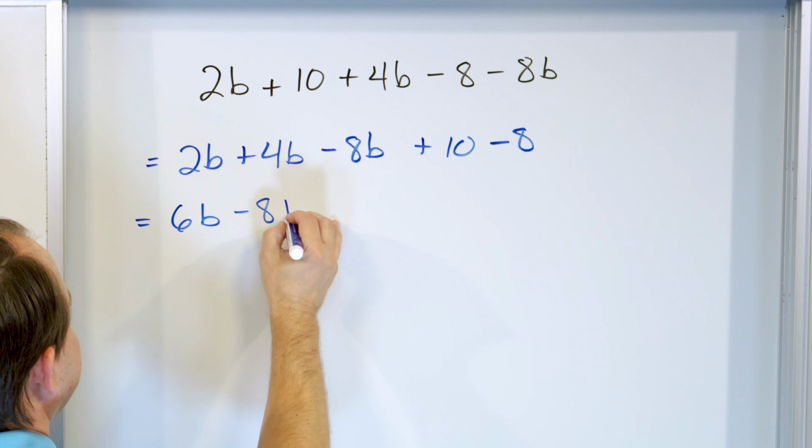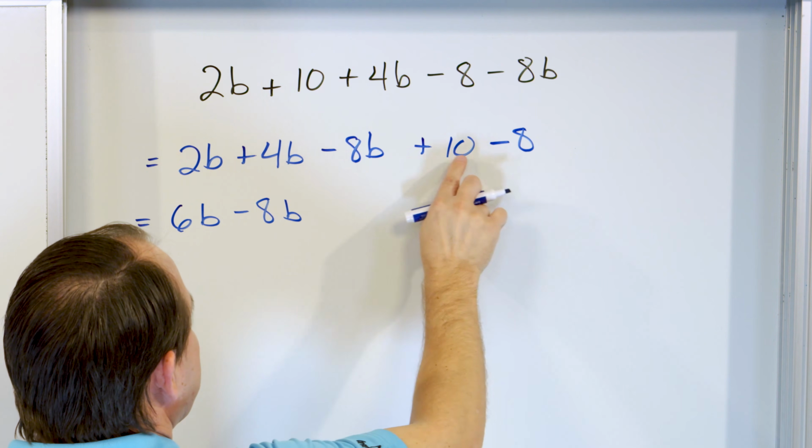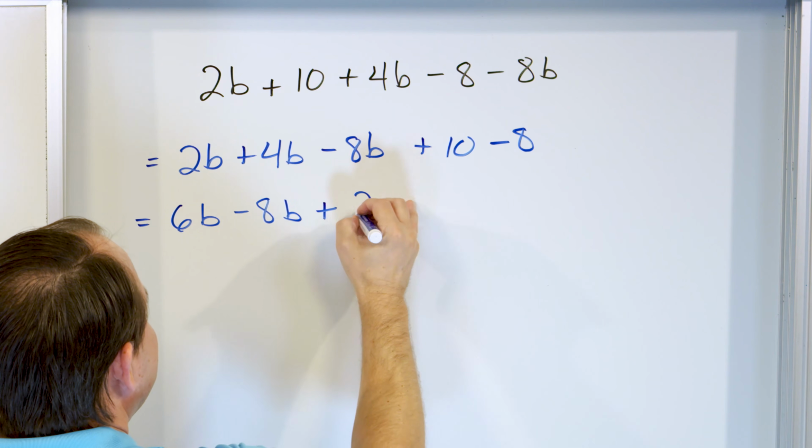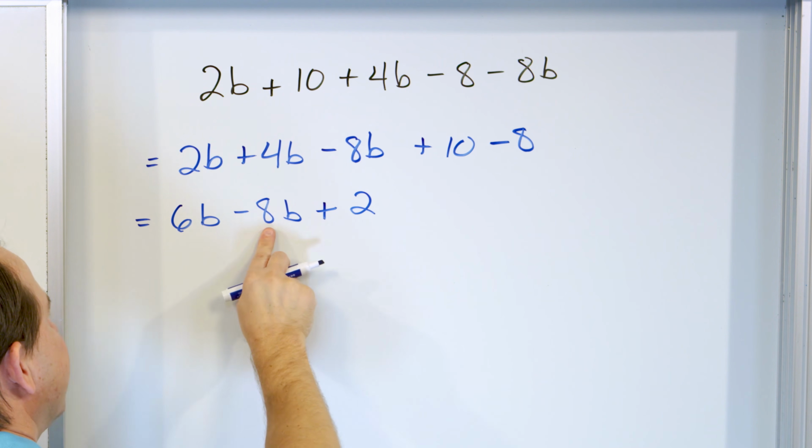We still have to subtract 8 here. And then we can add these numbers anytime we want. 10 minus 8 is going to be positive 2. So we have 6b minus 8b plus 2.